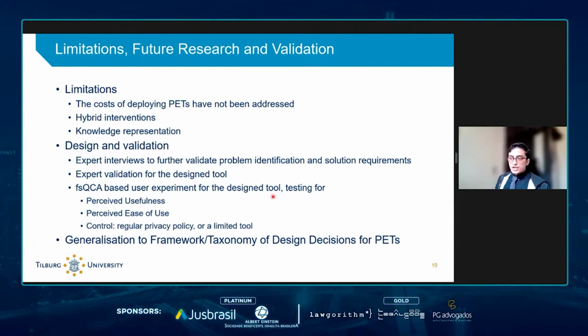We select fsQCA for this because it allows for a configurational analysis and to see which combination of functionalities users appreciate. We would like to do this with users having a control, such as a regular privacy policy or one of the other tools from our analysis. We would also like to consider generalizing the framework that we've come up with as a framework for further analysis of privacy enhancing tools and how they fit into the contractual lifecycle.